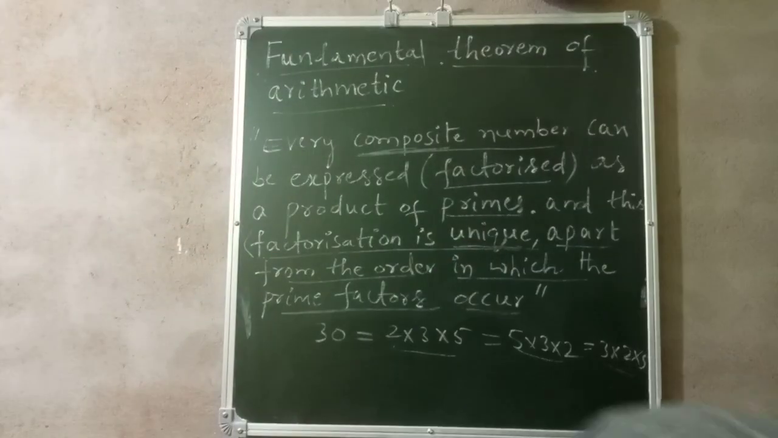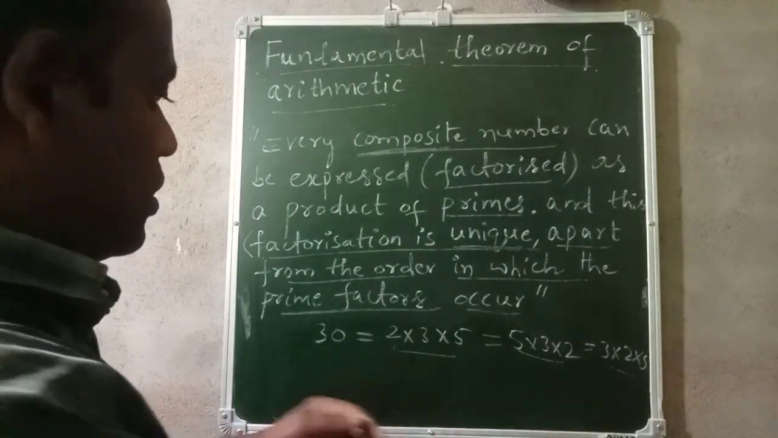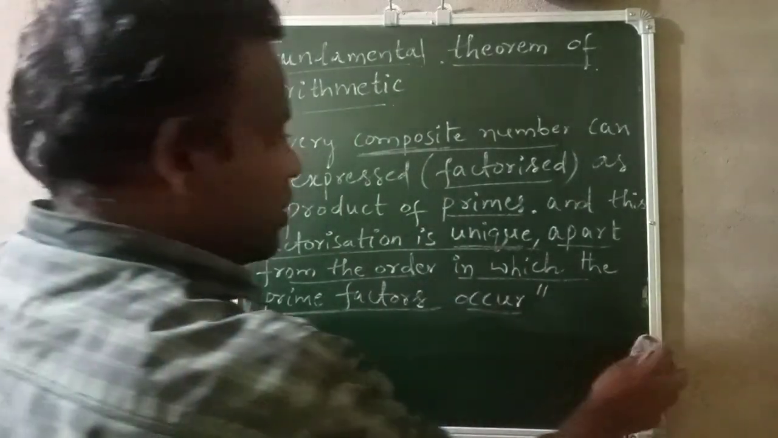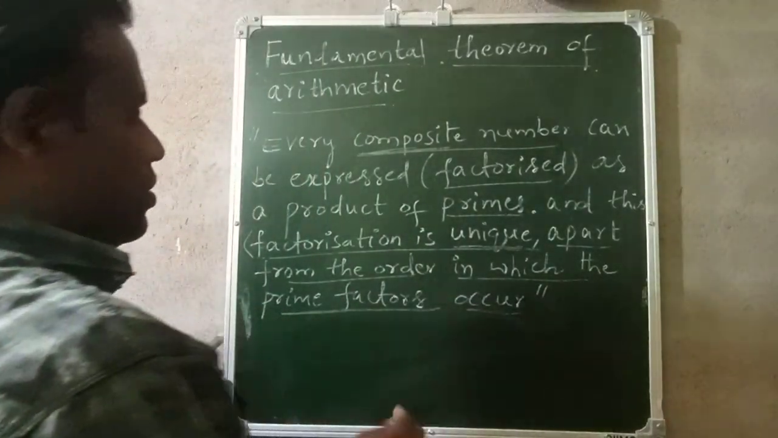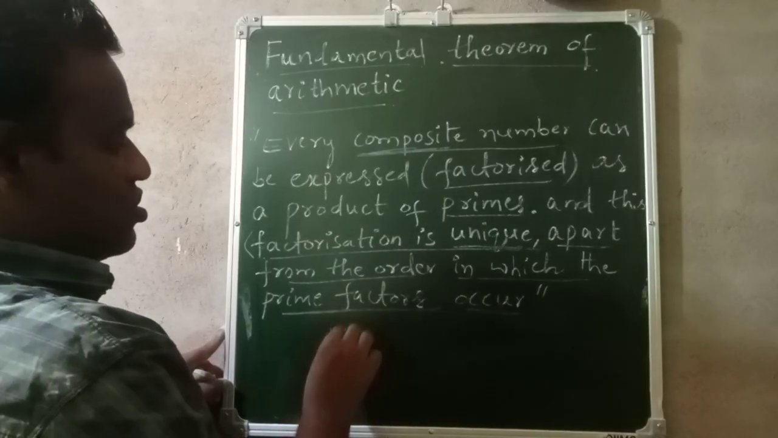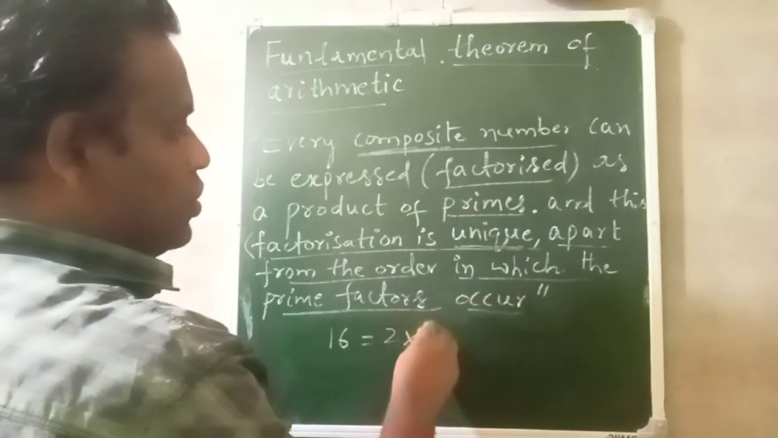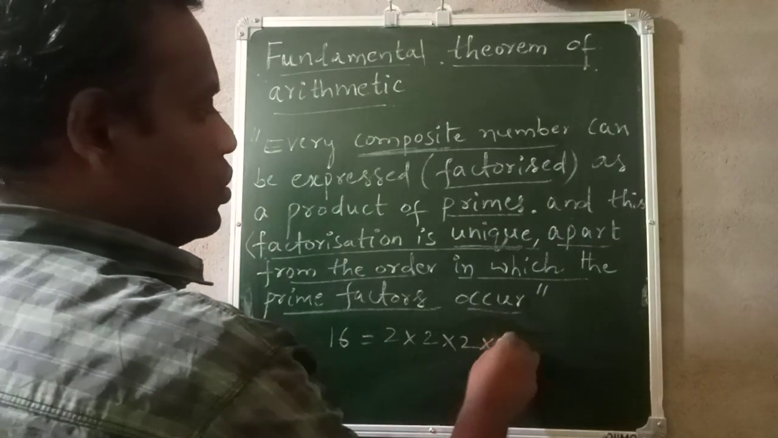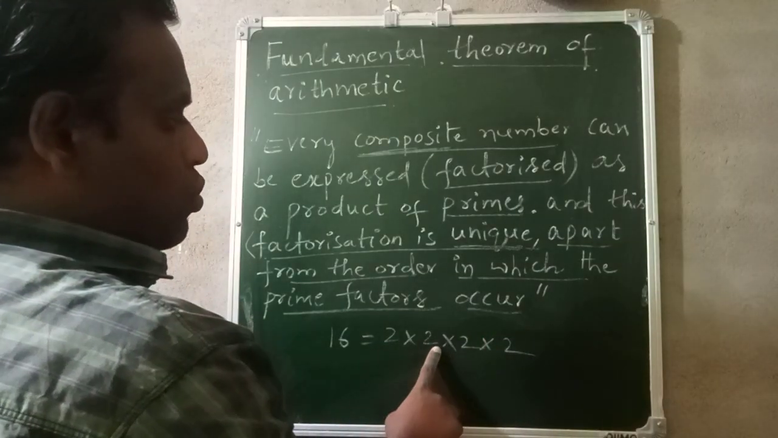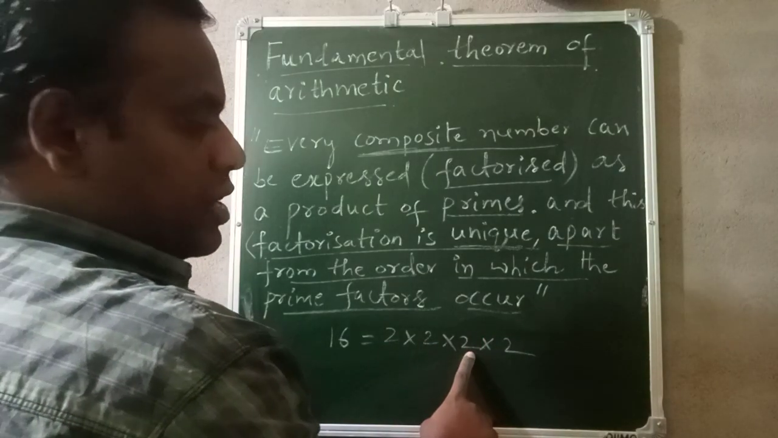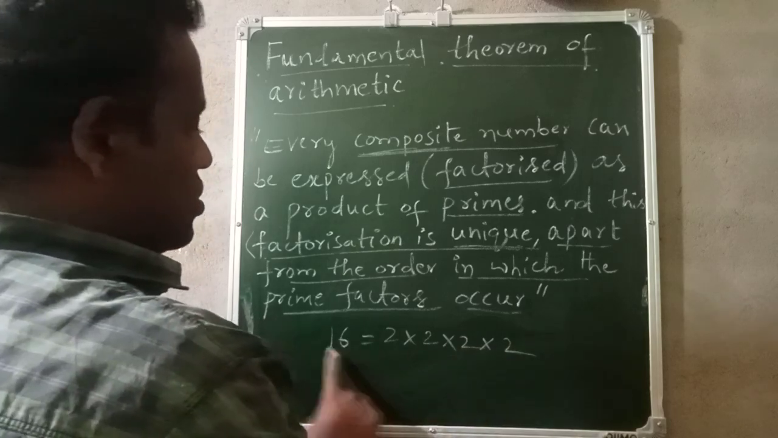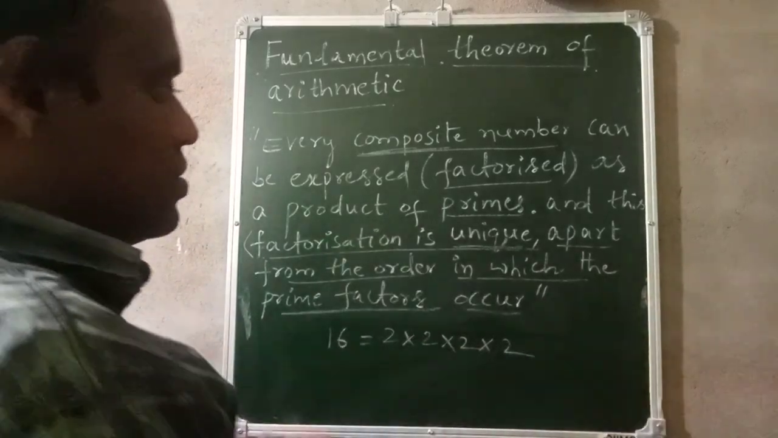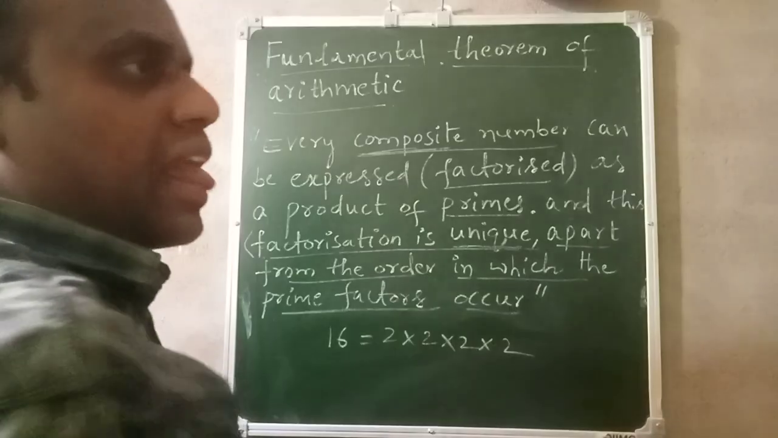Yeah, that's all. So I will take another example. I will take, for example, 16. So 16 can be written as 2 into 2 into 2 into 2. 2 2s are 4, 4 2s are 8, 8 2s are 16. See, here all are 2s only.